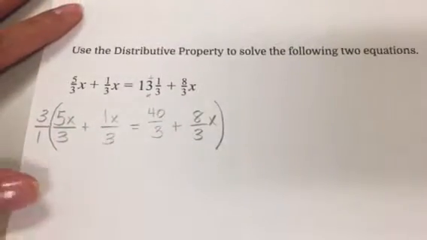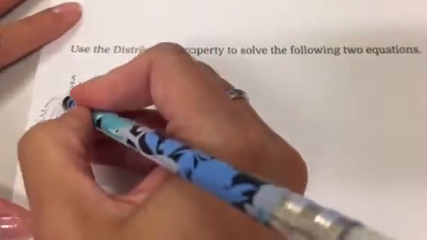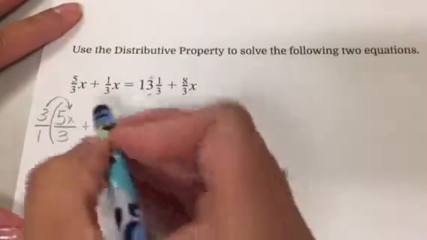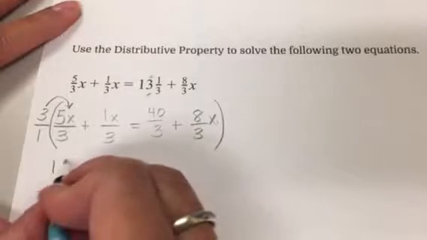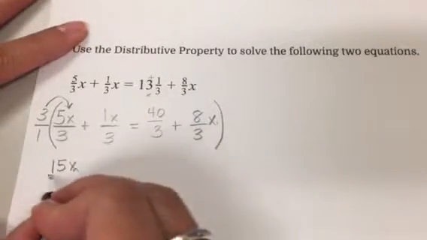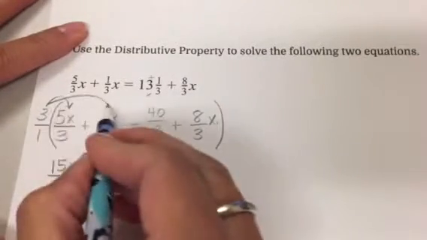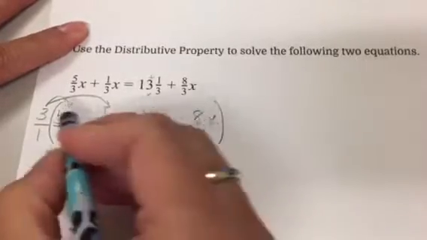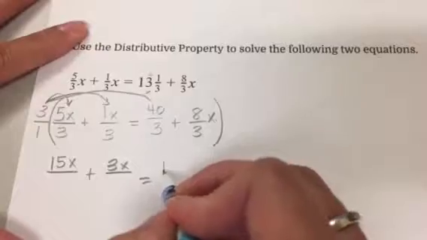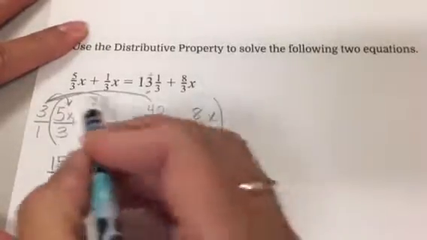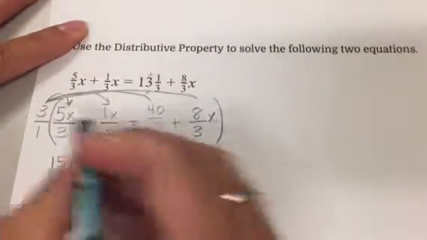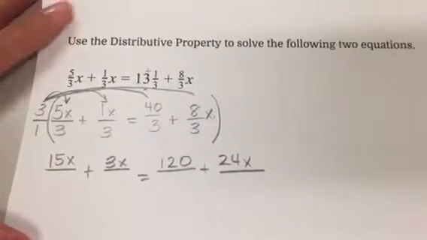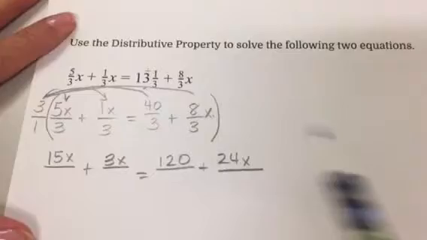All right, so in order to do that, I'm going to take the 3 and I'm going to multiply it times every single numerator. So 3 times 5x is 15x, plus 3 times 1x is 3x, equals 3 times 40 is 120, plus 3 times 8x is 24x. So there's all my numerators, just multiplied by 3.